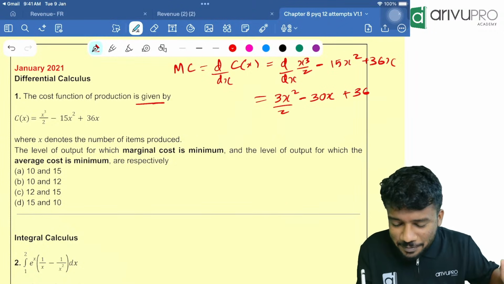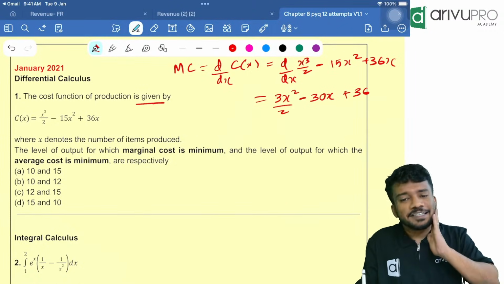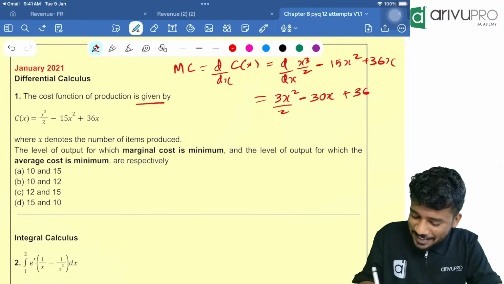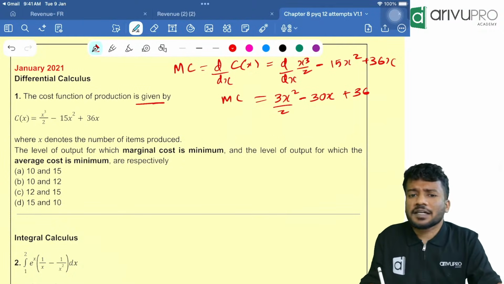Hi Brinda, hi Naga. Yes, Naga Madhuri, right? Okay, good morning. Yes. Now marginal cost is taken.